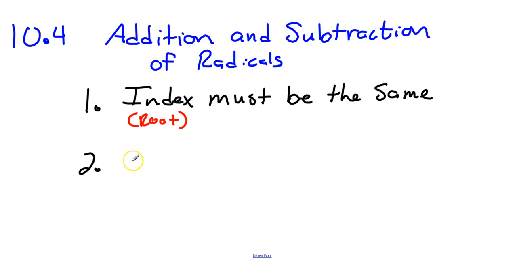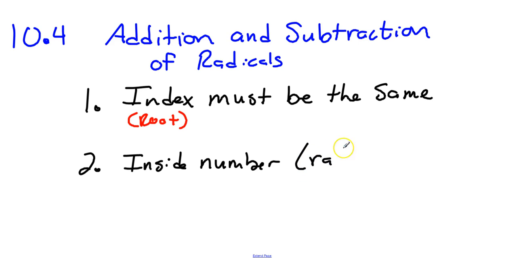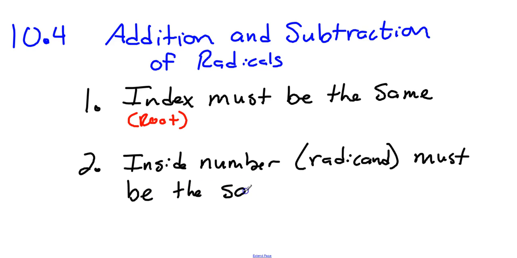Okay, the second thing is the inside numbers, which is the radicand, has also got to be the same. And if you've gotten through the first two things, if either one of those two things is not true for number one or number two, there's nothing you can do. There's nothing you can do to add or subtract.